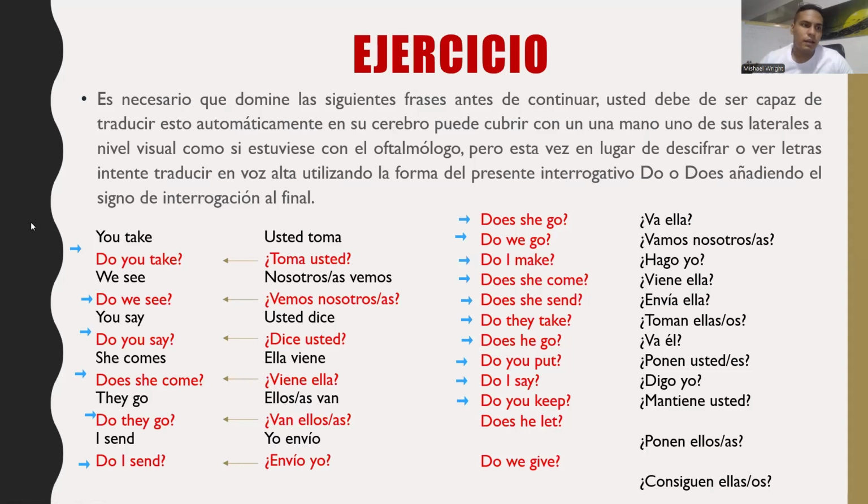Does he let? Let is permitting something. So does he let? Él permite, él deja. Do they put? Ponen ellas, ponen ellos. Do we give? Nosotros damos, in question, no? Do we give? And this one, consiguen ellas, ellos, would be, in this case, do they get?